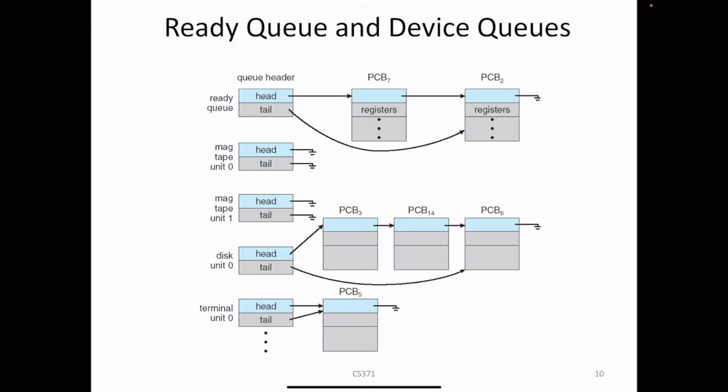However, in the hard disk device queue, we have 3 PCBs, and each one is waiting for the I/O there. So surely they are in the waiting state currently. In the last example, we have a PCB in the terminal device queue. Maybe it is waiting for keyboard input from the user or waiting for some output to the screen.